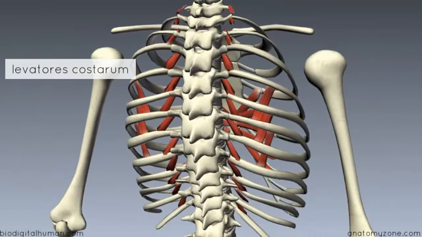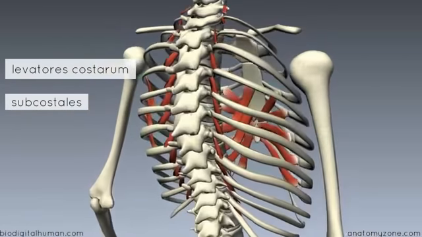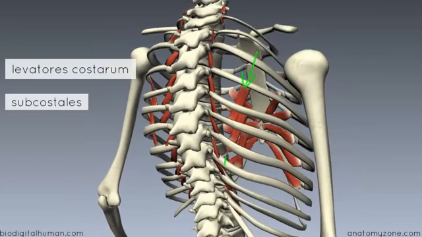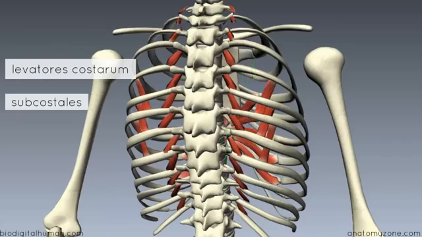So the next muscle is this muscle called the subcostalis muscle, and as you can see, it attaches from one rib to the next below, or the 2 below. So this muscle lies on the internal surface of the ribs.